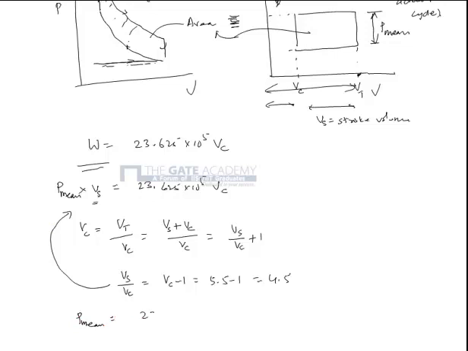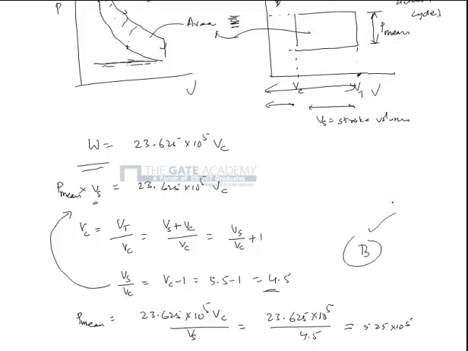Now let's substitute this Vs by Vc in the above equation to get the P mean. So P mean is basically 23.625 into 10 power 5 Vc by Vs, and Vs by Vc is 4.5. Once you calculate this, the answer comes to be 5.25 into 10 power 5, because 23.625 by 4.5 is 5.25. So the option is B. Thank you.